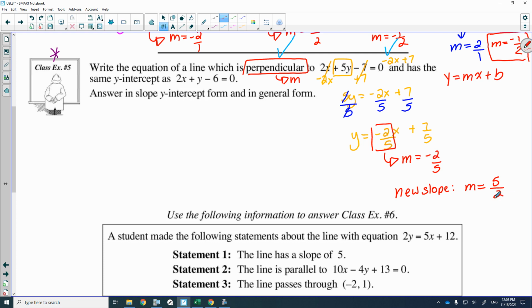So we're going to create the equation of a line. This is going to be the slope. So y equals mx plus b, we're going to have 5 over 2x. Now we got to figure out the b value. What it says here is it says the same y-intercept as this one.